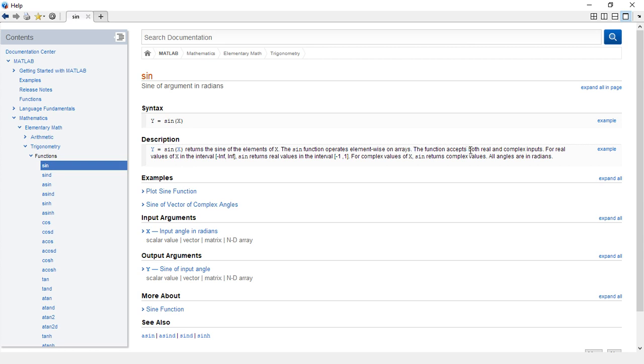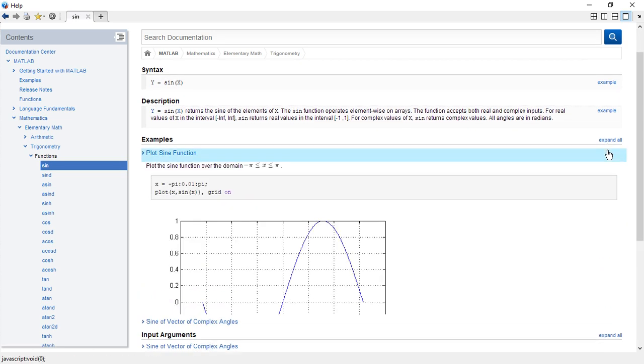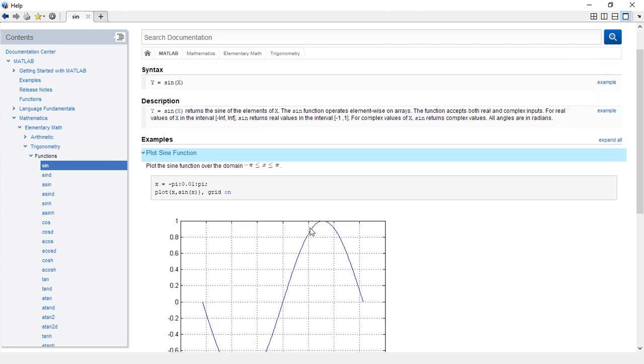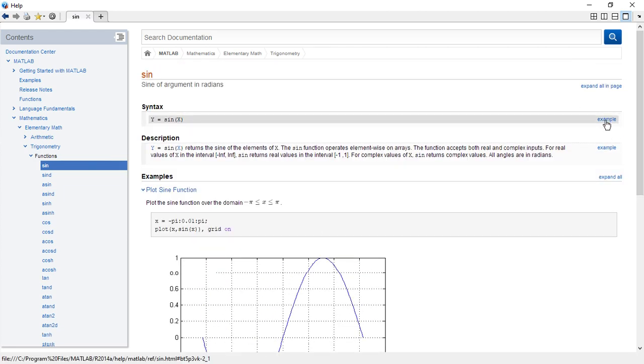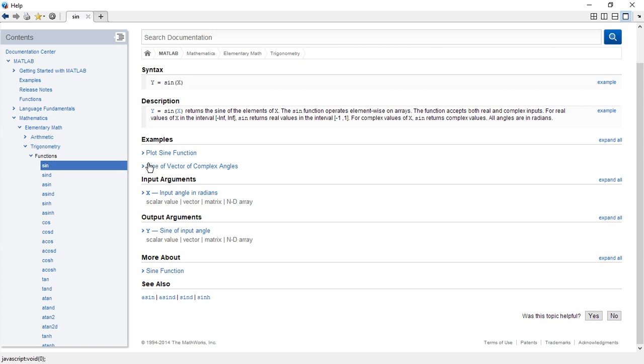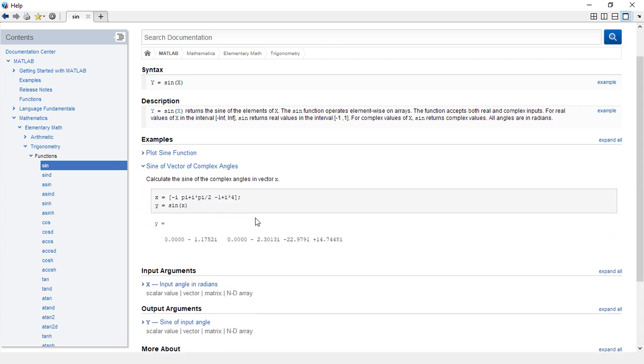The function accepts both real and complex inputs. For real values of x in the interval, sine returns a real value. It gives you details on how the function goes. And if you click on example here, you can see some examples. Very, very detailed documentation. I have not seen better just yet, okay? So let me not say there's no better. Some people can hang on my neck for that. Good.